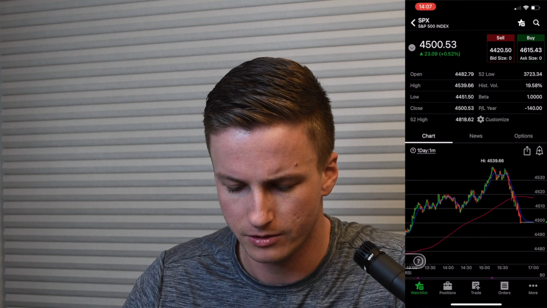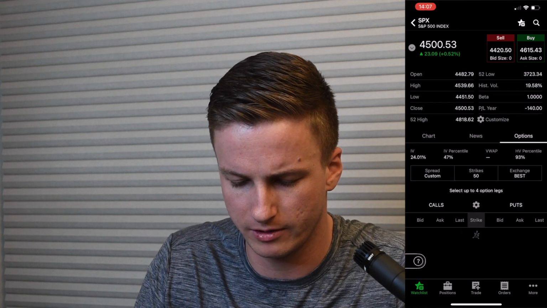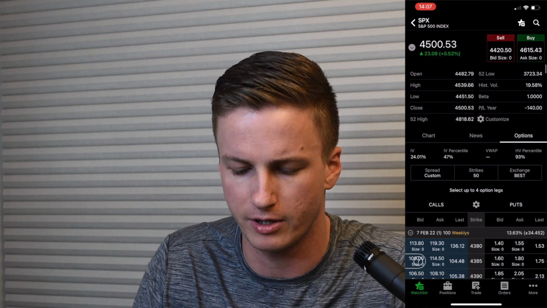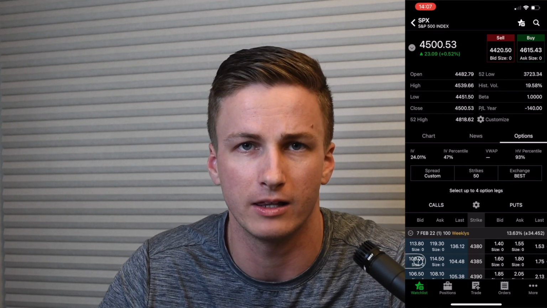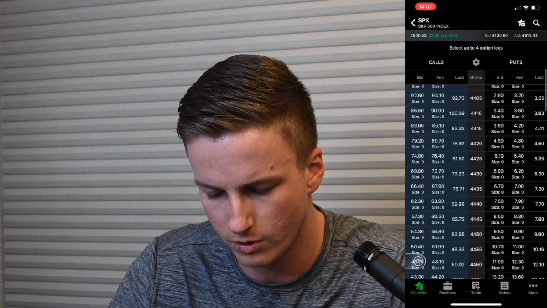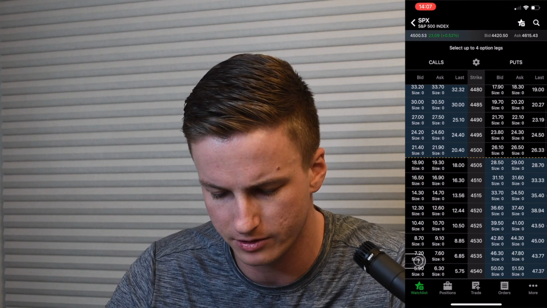I enter my trade, depending on what's going on in work that day, and I'm able to step out and place this trade. So when I go over to my options chain, I usually like to keep my strikes at 50 so I can see a wide variety, and my spread as custom. That way I can choose my long and short strikes as I want to. So I'll first go down and see where that dotted line is that shows where the S&P is currently trading.